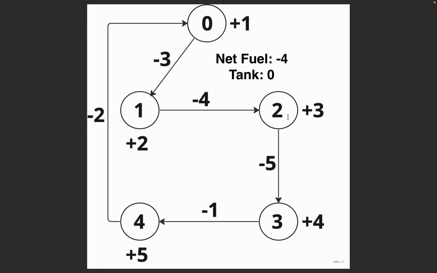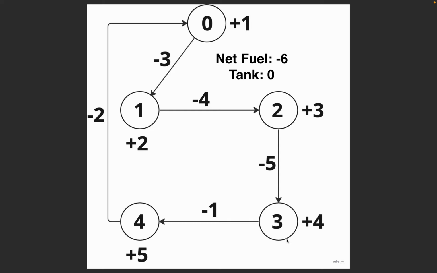So at gas station 2, we're going to do +3 -5. So that's going to be -2 for the tank. Now, -4 + 3 is going to be -1, -5 is going to be -6. Now, we can't even reach gas station 3, which means we're going to restart the tank, set it to 0, and start at gas station 3 this time. Net fuel never gets reset.